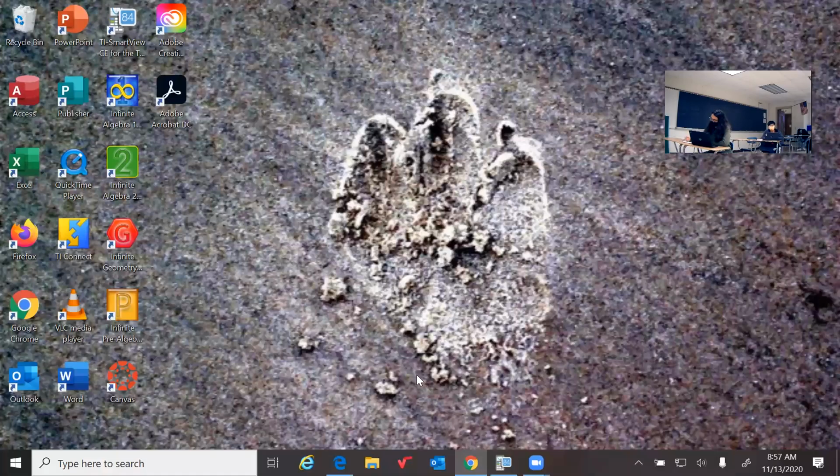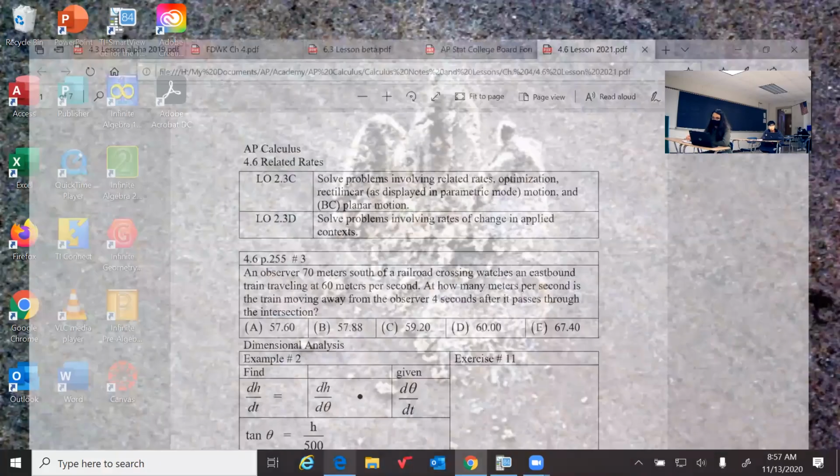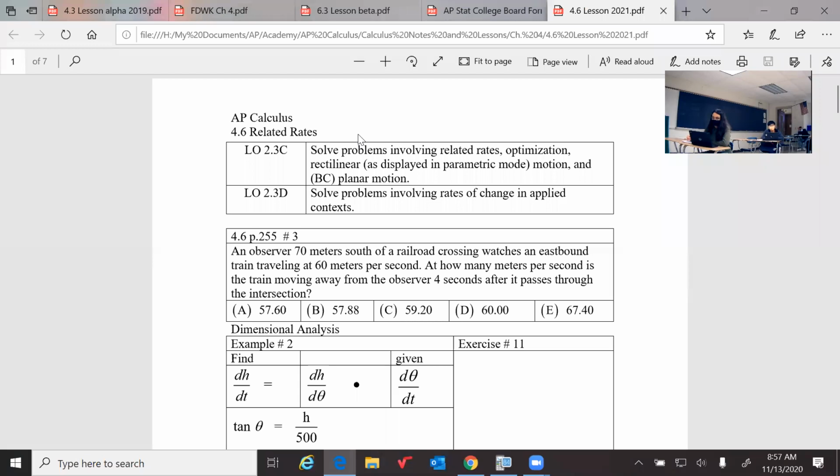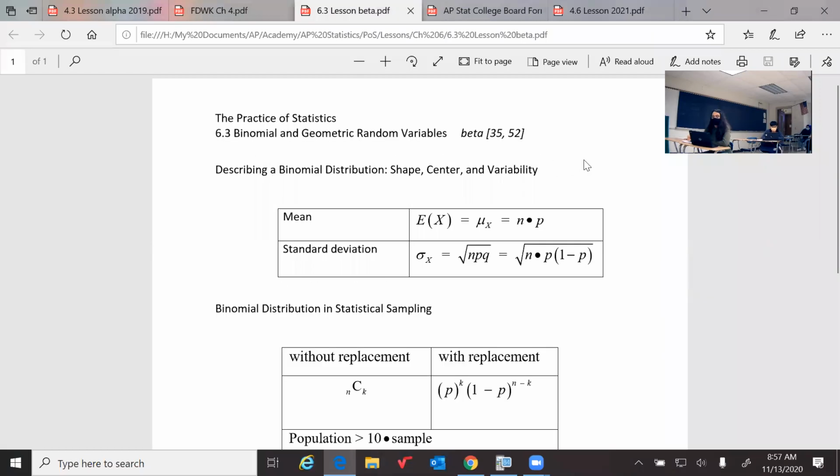This is 6-3, the beta lesson. And this is new, okay? Shape, center, and variability of a binomial distribution. Well, this is the center. This is the variability or the spread.